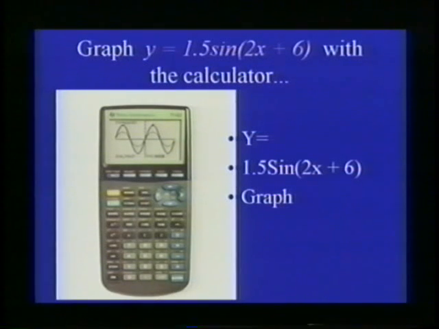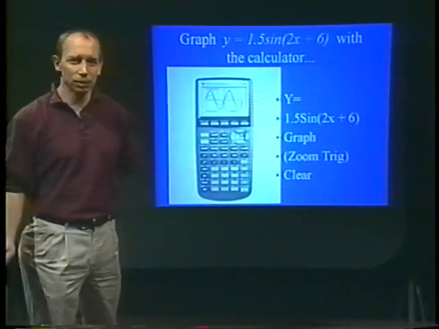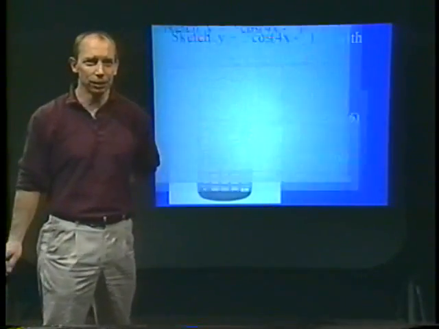If you're happy with it, you won't have to do your zoom trig. Those are the buttons you would hit to do it. And when you're done, how do we get out anyway? You'll hit your clear. Okay, let's do a couple more, because you've got to get pretty good at this.